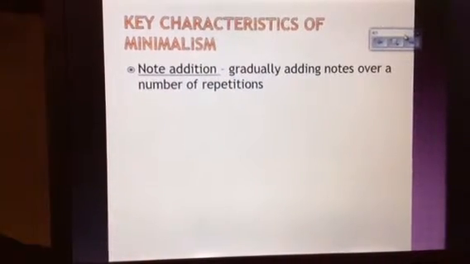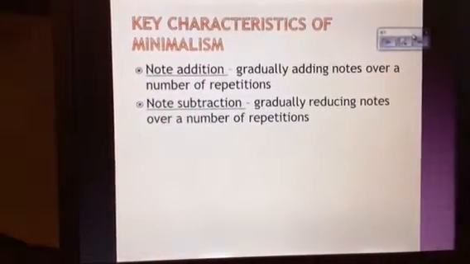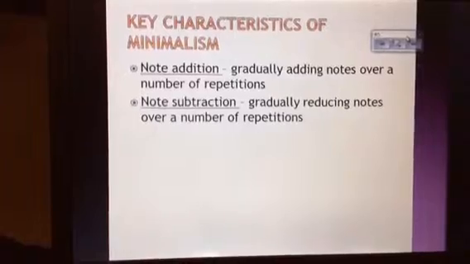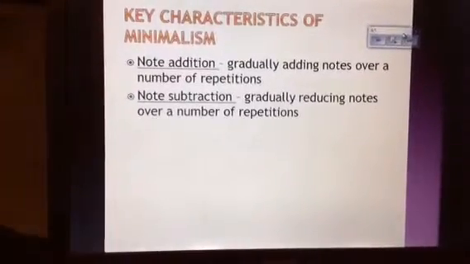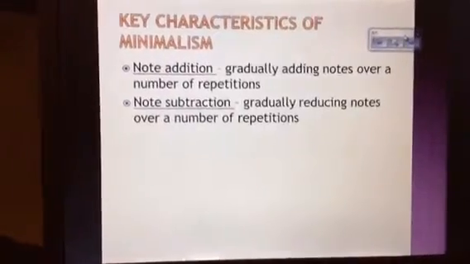Other characteristics are note addition, gradually adding notes over a number of repetitions. So you might have a minim, which then, if it's repeated, could then be two crotchets. For note subtraction, it could be two crotchets and one of those crotchets is then taken out.